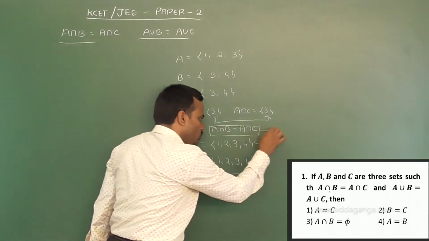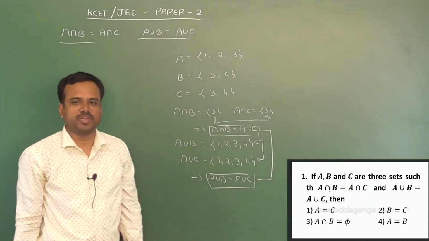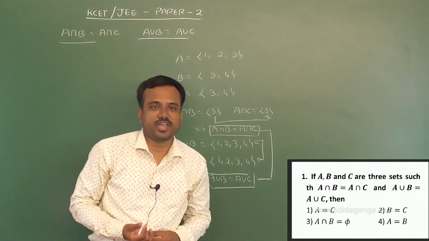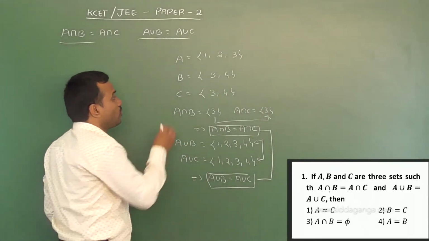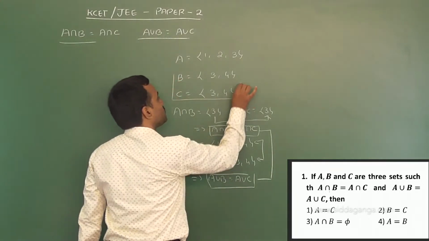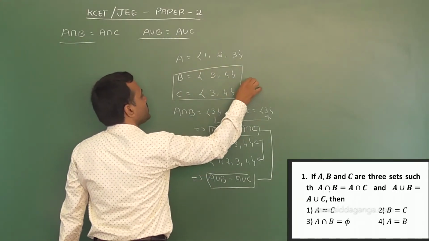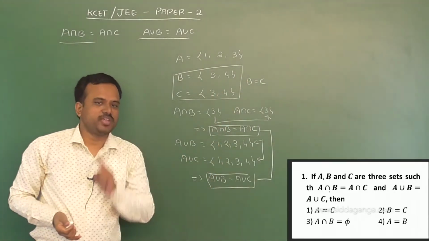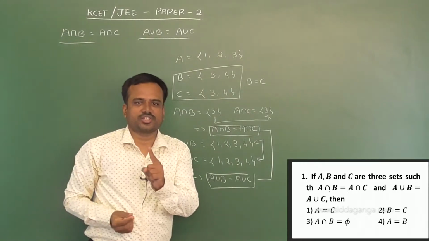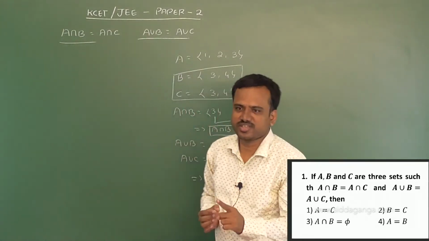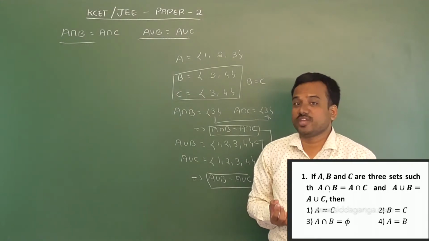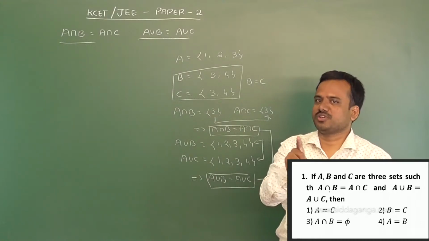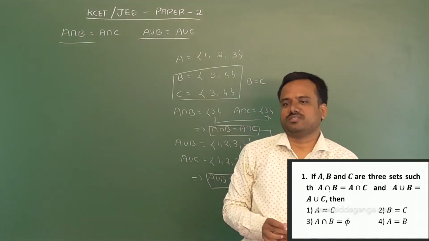If these two conditions are satisfied, that means A intersection B is equal to A intersection C and A union B is equal to A union C, observe these two sets: B is equal to C. So if A intersection B is equal to A intersection C and A union B is equal to A union C, this holds only when B is equal to C. For this question, the option is the second one. Next question.